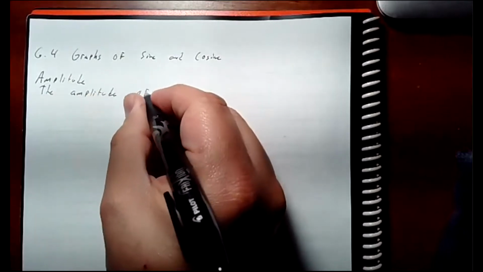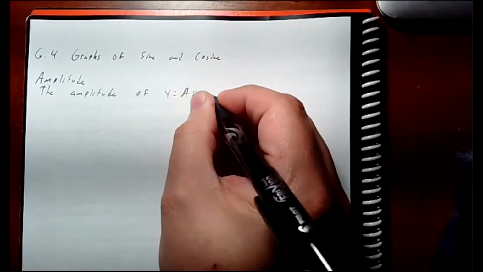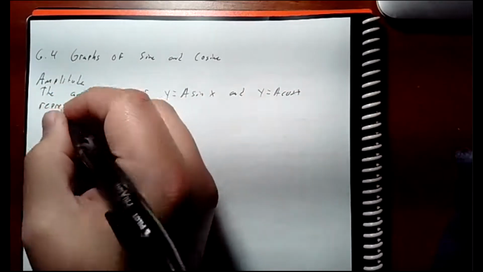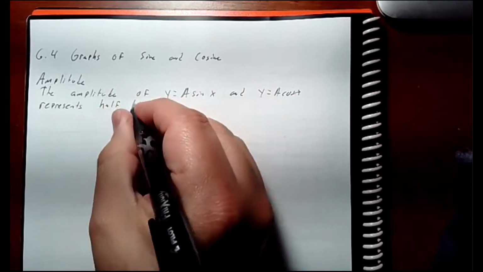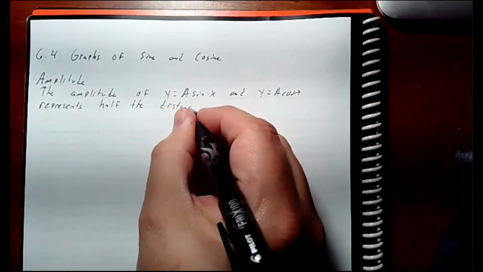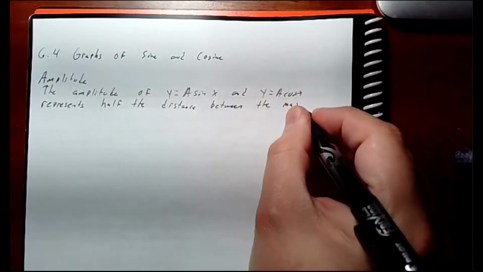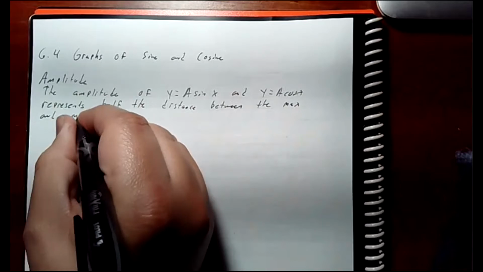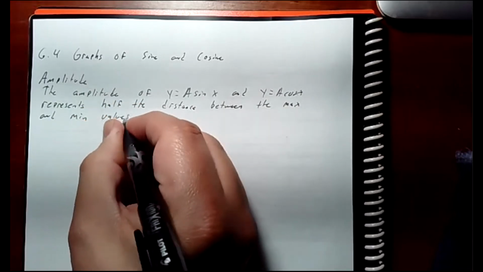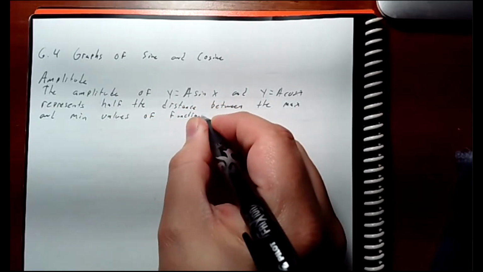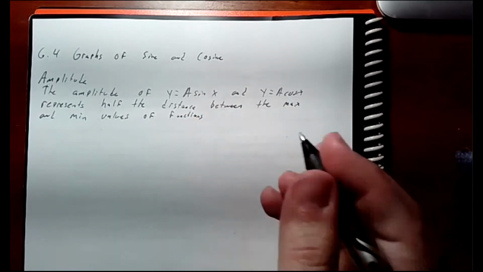So the amplitude of y equals a sine x and y equals a cosine x represents half the distance between the max and min of the functions. Of the functions, I should have said, but that's okay.